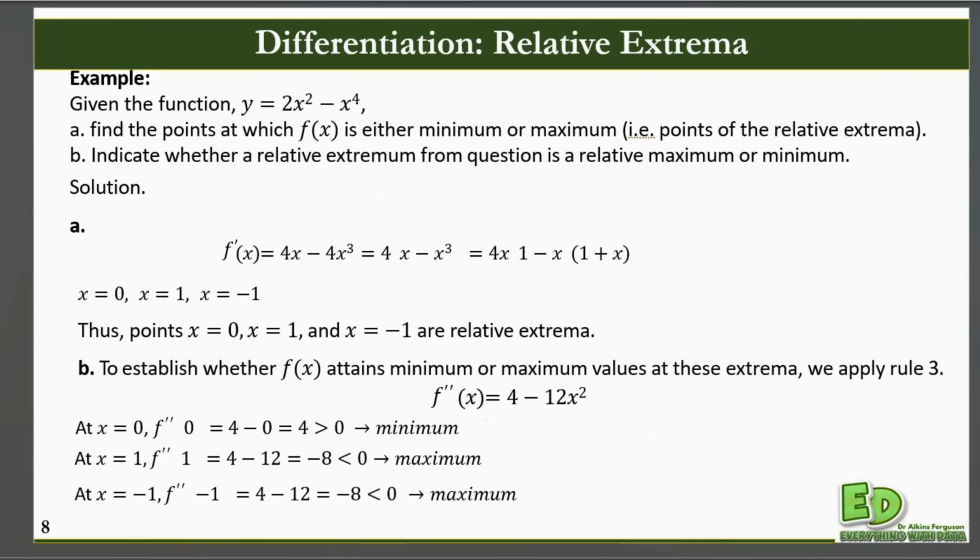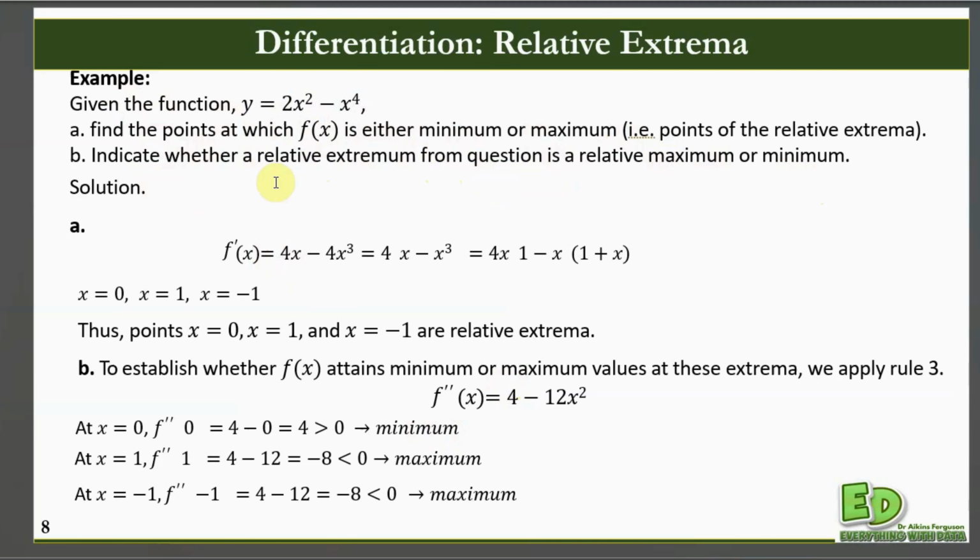On our next slide here, we have a practical example to show how you go about a minimum and maximum point. Given the function y is equal to 2x squared minus x^4, find a point at which either a minimum or maximum occurs. Indicate whether it is a relative maximum or minimum point, right?